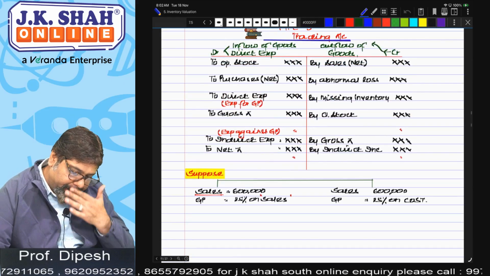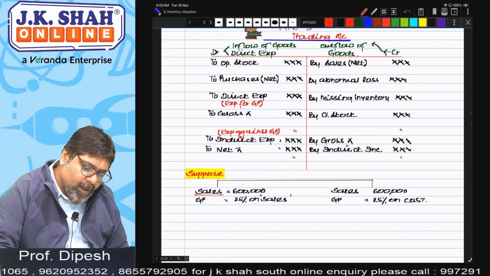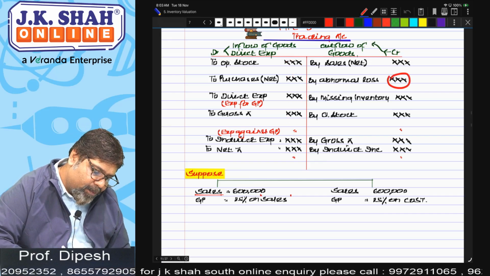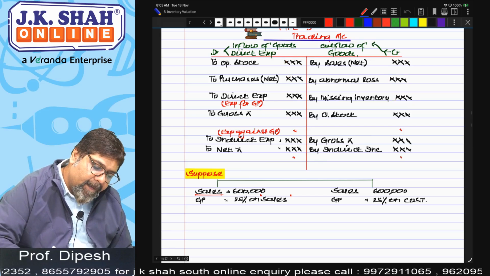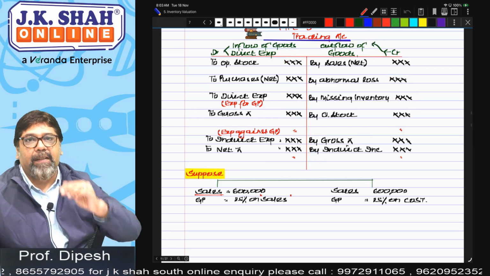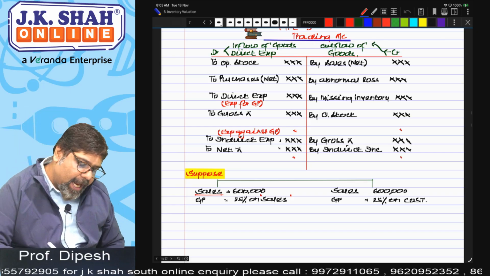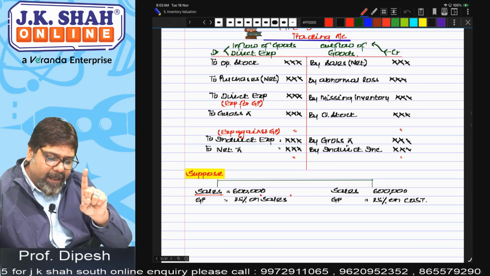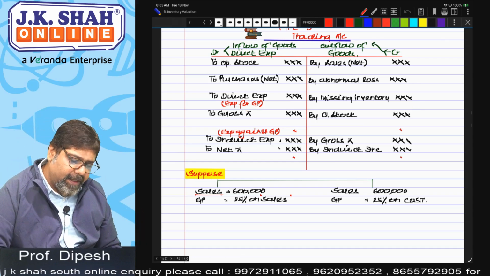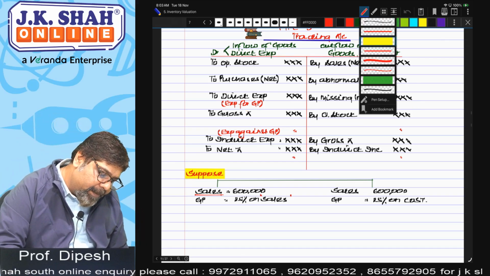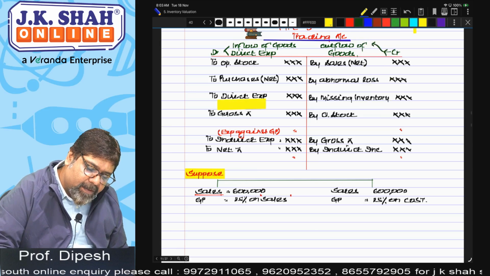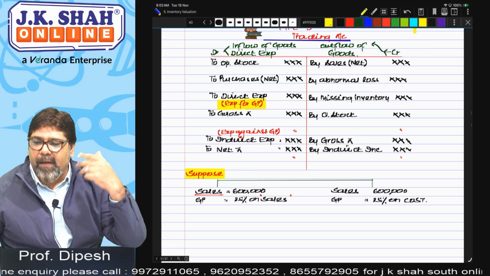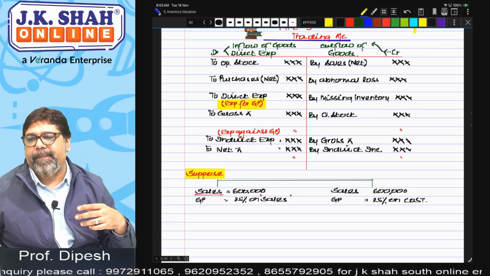Trading account. Opening stock, purchases, direct expense, gross profit, sales, abnormal loss, missing inventory. On the debit side, you will have inflow of goods and direct expenses, and on the credit side, you will have outflow of goods. Direct expenses are also known as expenses for gross profit. That means these expenses are incurred to earn gross profit. Am I clear?